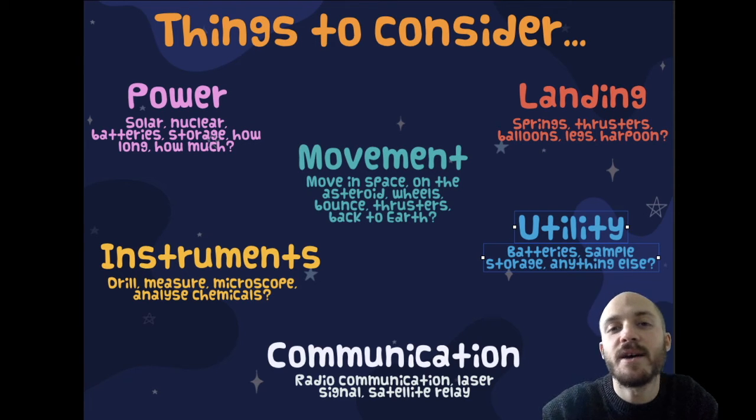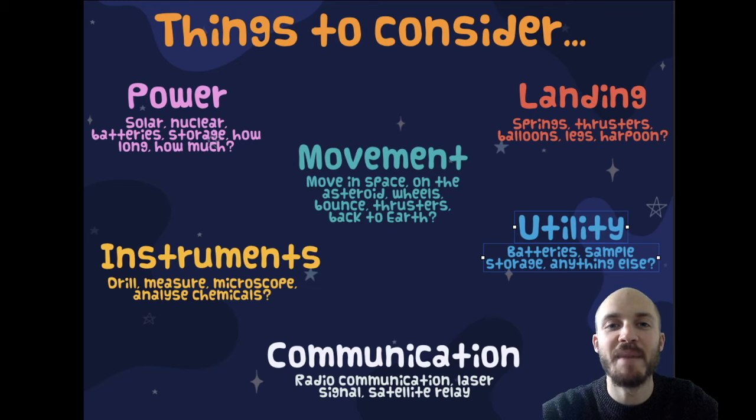Instruments. So these are scientific equipment that maybe we need on board our spacecraft. So maybe a drill to get beneath the surface, or a microscope to look at something really, really small. Communication. How are we going to send information back to Earth? Maybe we send back things through a small antenna, or maybe we need to take the spacecraft back to Earth ourselves. And finally, utilities. Anything else? Maybe a storage box to keep samples, larger batteries to store power. There's loads of things that you might need to think about, and again, it's completely up to you.